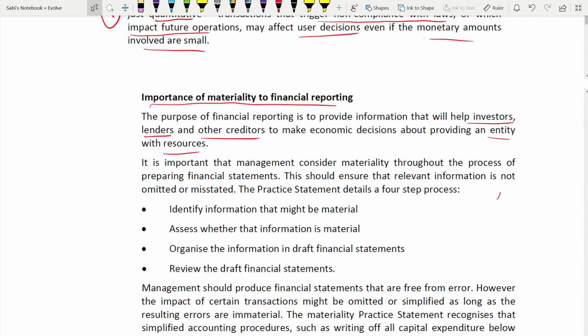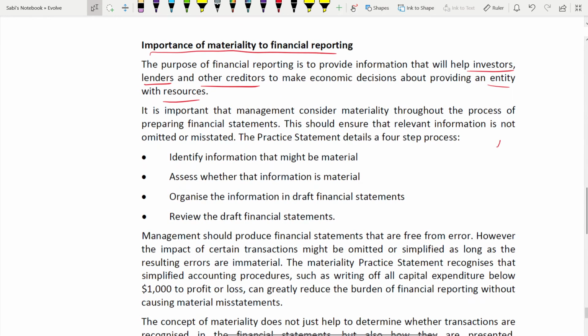Because of that, it is important that management should consider materiality throughout the process of preparing financial statements. Throughout, they have to maintain this. They have to ensure that relevant information is not omitted as well as misstated. Sometimes you omit it completely. Sometimes you put it there, but you misstate it. You overstate, understate. The amount is not correct. So both of these cases should be avoided, right?